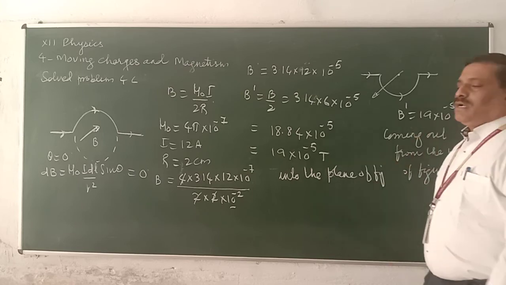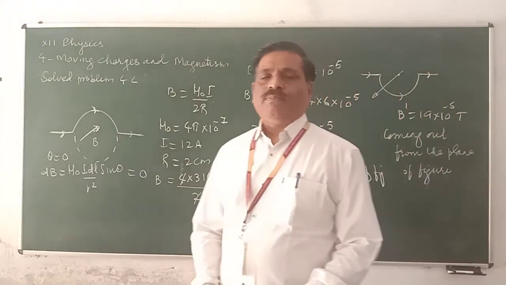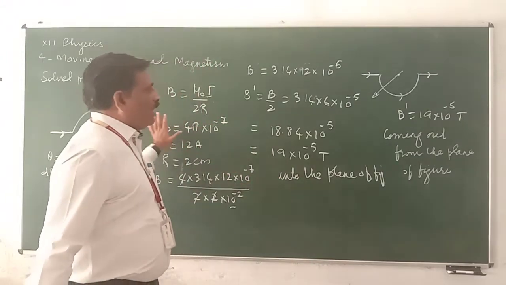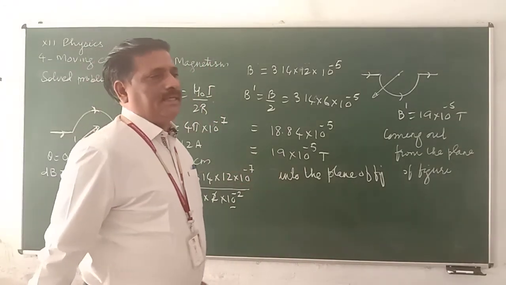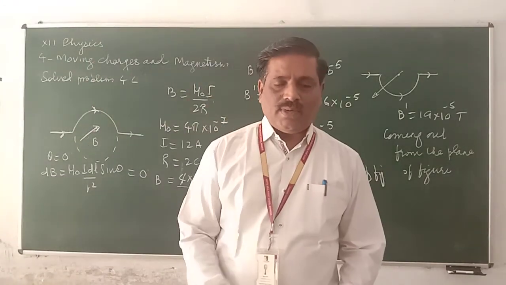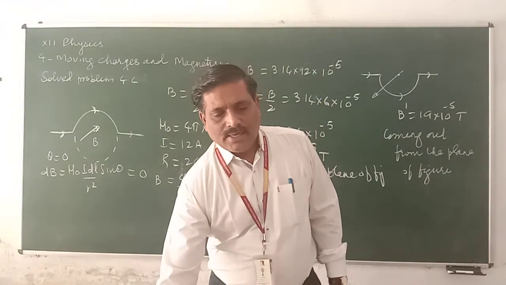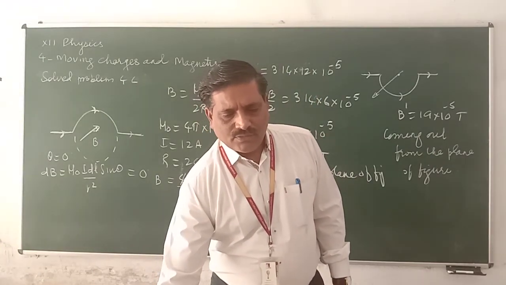It is coming out from the plane of the figure. This is the way we can solve this. Anti-clockwise and clockwise is what differs here. Let us go to the next problem. It is 4.7.